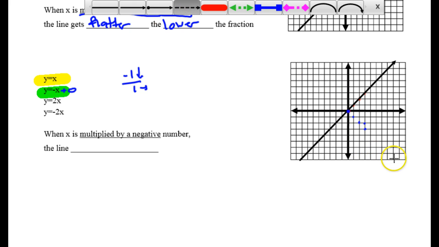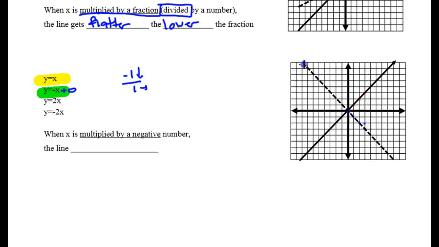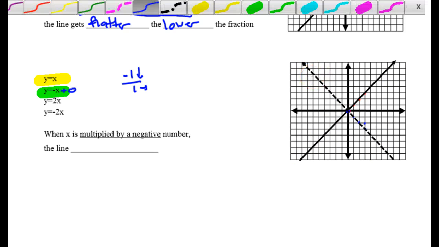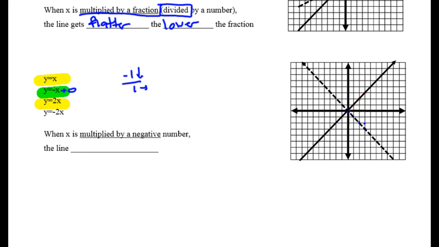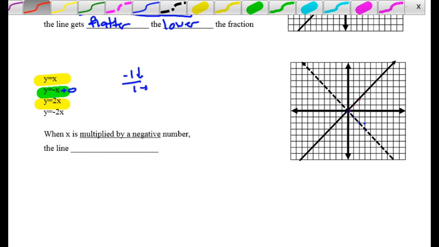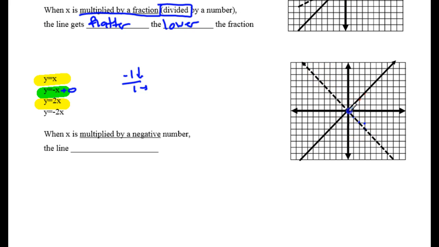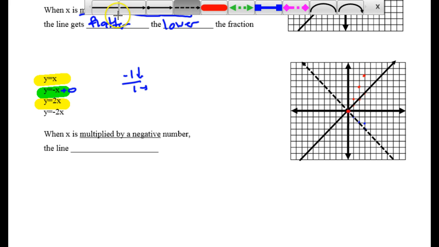Okay. So now the graph goes like that. See what happened there? Alright. So look, it's the same slope. It's like a mirror image, but it's going the opposite way. Right? Let's try one more of these. Look at y equals 2x. So y equals 2x, the intercept is 0, but now my slope is 2. 2 over 1. Up 2 over 1. Up 2 over 1.